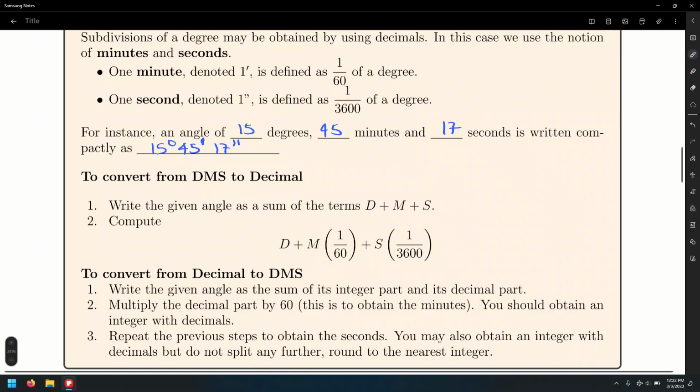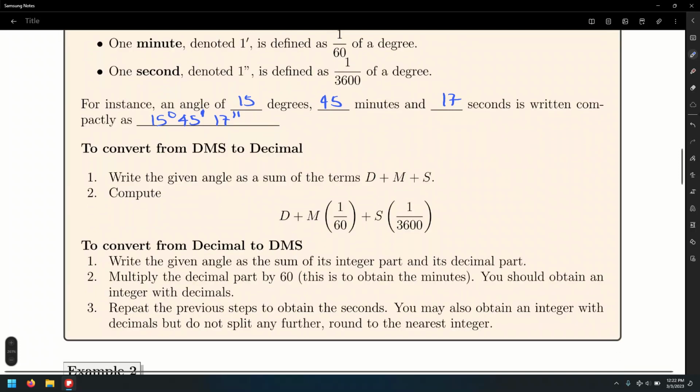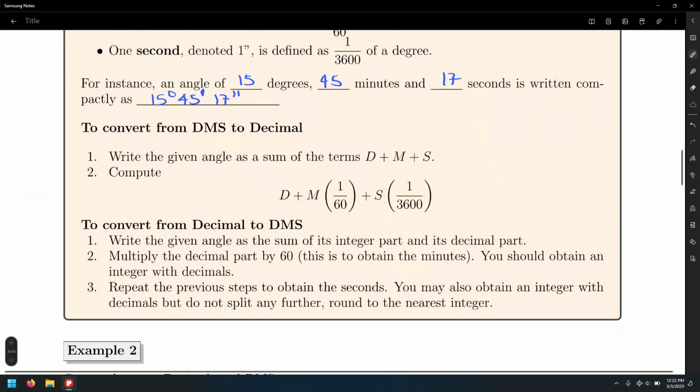And that's what it's going to give us the result in decimal. To convert the other way around, from decimal to degrees, minutes, and seconds, it's a longer process. So first we need to write the given angle as the sum of an integer and its decimal part, and most likely we'll have to repeat steps 2 and 3, but I'd rather see that in action than read the process. I'd rather refer to it when we look at the example.